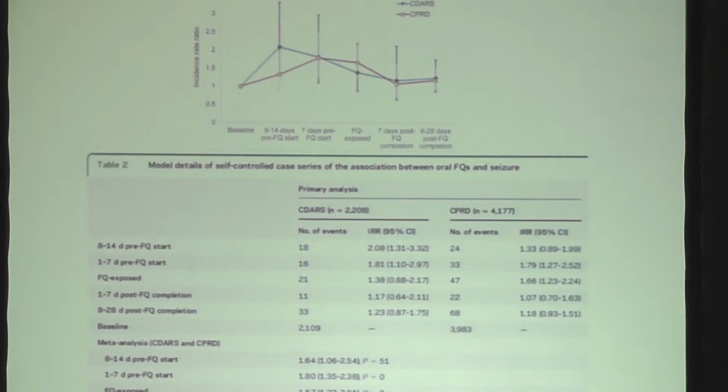As we are looking into seizure, most of the seizure cases are handled in hospital, and the CPRD data use the GP record, which potentially may have a lacking in reporting the results. So that's why there's a difference in the strength of the risk here.